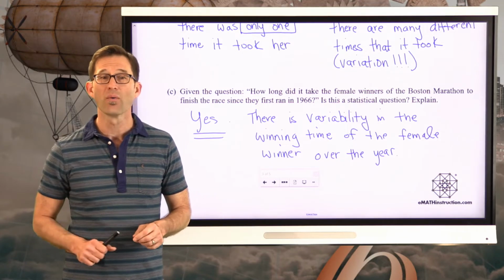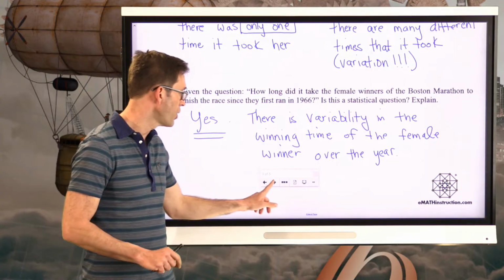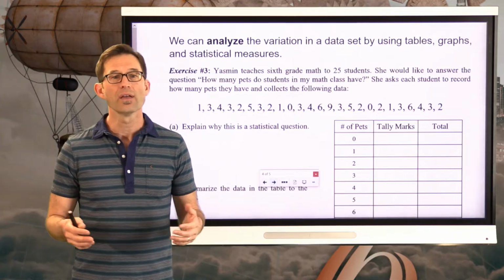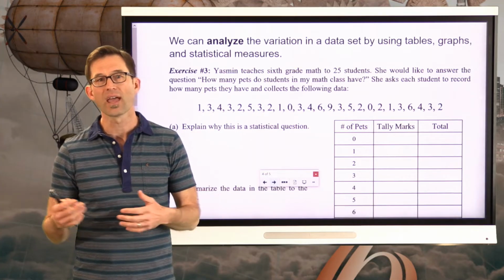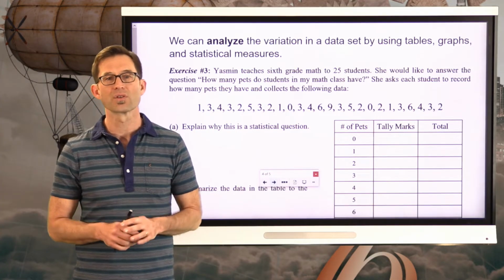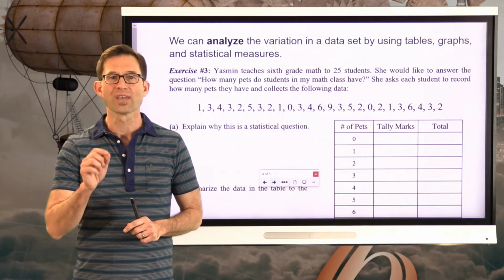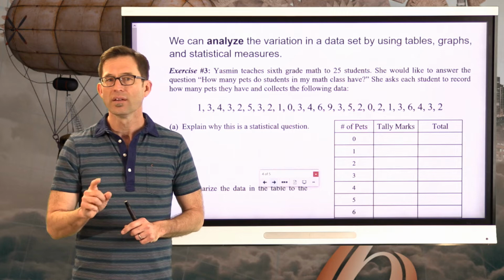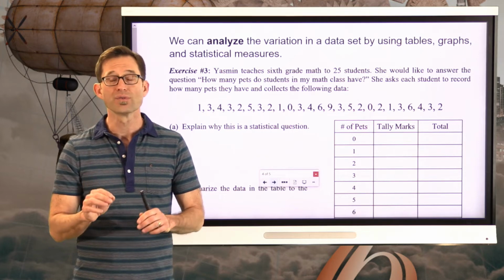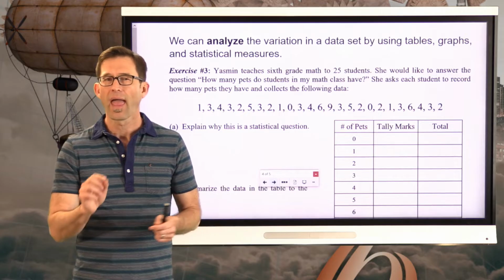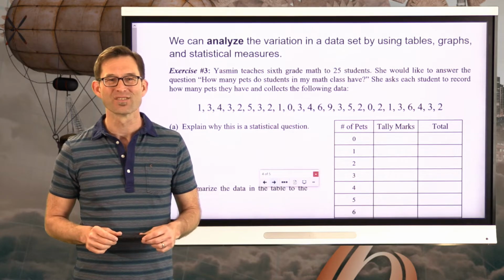All right, let's keep going with this idea of a statistical question. All right, we can analyze the variation in a data set by using tables, graphs, and other statistical measures, right? And we're going to get into different statistical measures as this unit goes on. Today, we're basically just going to review a basic way of looking at the data, all right, and one very simplistic statistical measure.